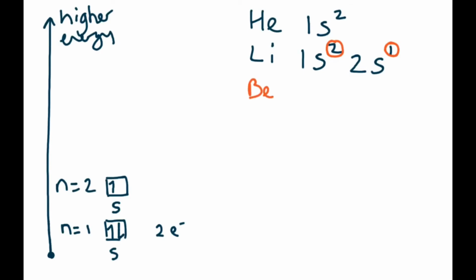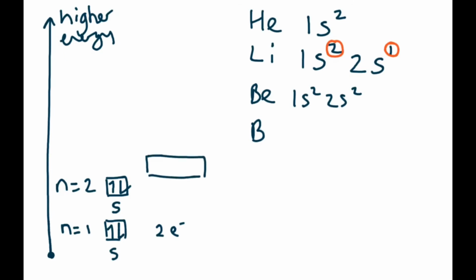The next one is beryllium. Beryllium has got 4 electrons. So we put another electron in. So it's 1s2, 2s2. Boron has got 5 electrons. So the s orbital is now full. But not to worry, because we've got 3 p orbitals. Remember, we've got px, py, pz. And we're going further away from the nucleus, higher energy. So we can pop an electron in the p orbital. So it's 1s2, 2s2, 2p1.